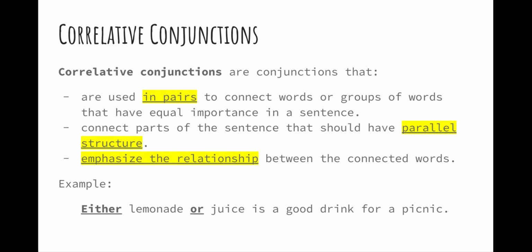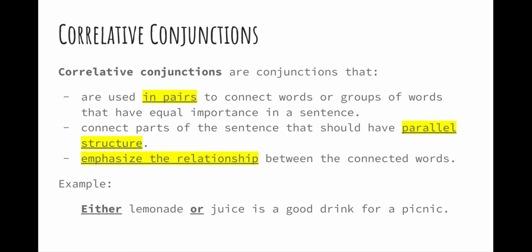Okay, so let me give you an example of a correlative conjunction. We've got our first example here. Either lemonade or juice is a good drink for the picnic. So the conjunctions there are either and or, and they are connecting lemonade and juice. All right, and that is a correlative conjunction.